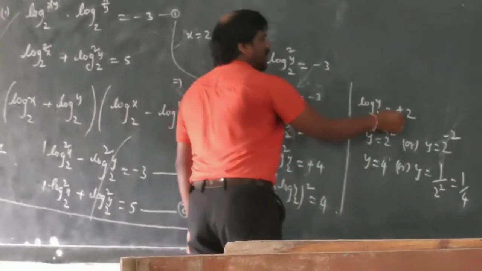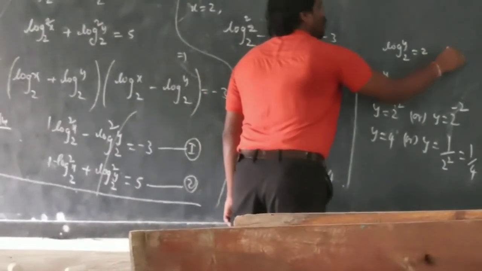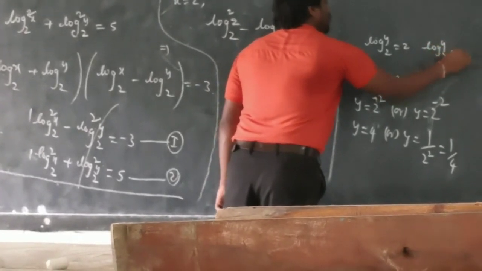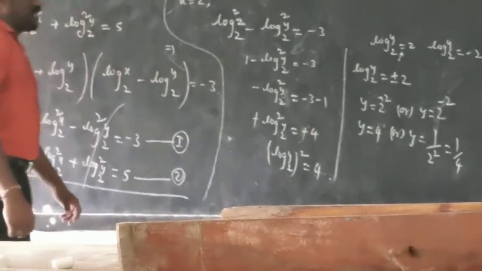Hope you understand what I have written here. This is log y with base 2. Once it is 2, log y with base 2; once it is minus 2. Applying the exponential formula, you get y is equal to 4.